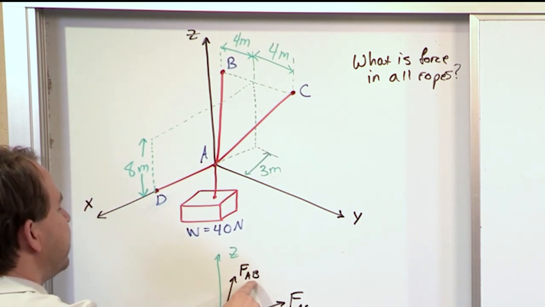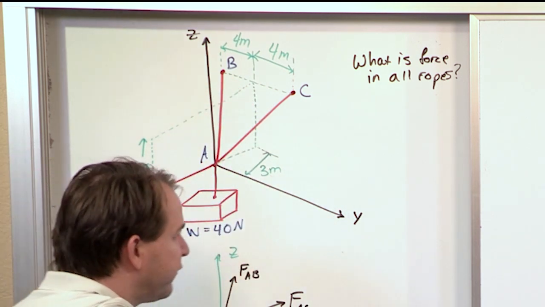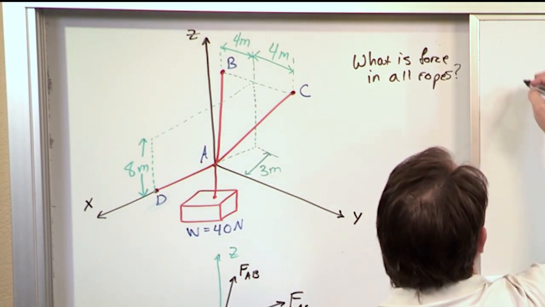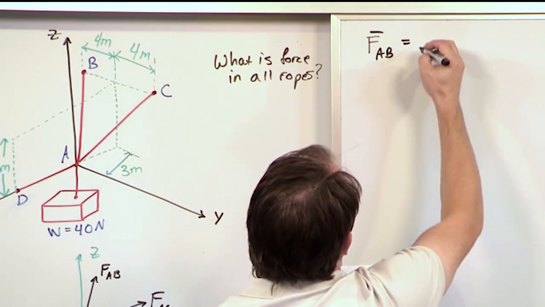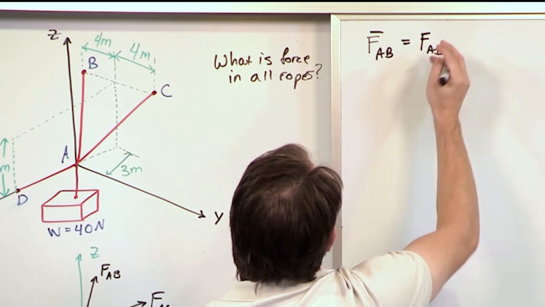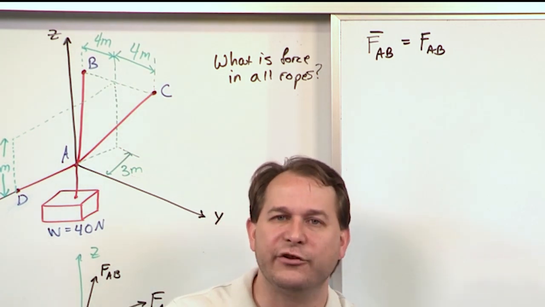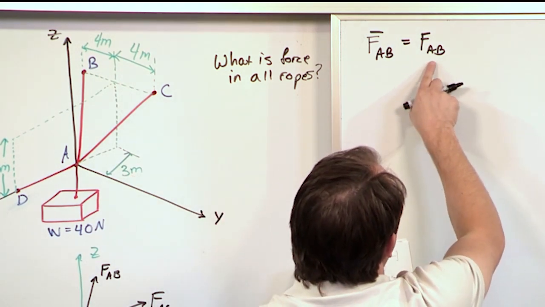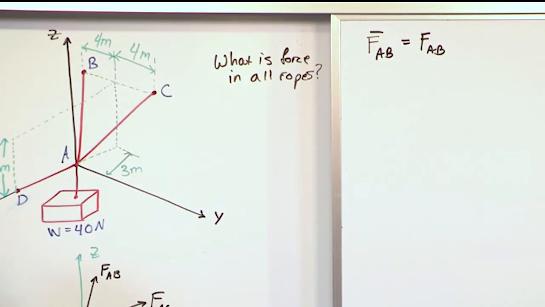So if we're going to start writing vectors, let's start with FAB. It starts at the origin and it ends up at point B. So let's write that vector down in terms of what it would actually look like. So the FAB vector is going to be equal to the magnitude of FAB, which I don't know. They're asking me what is the force in all of the ropes. That's the force AB, the tension in the rope. That's what I don't know, but I'm going to leave it like this. And the vector form of this is going to be the force in the rope times its unit vector in that direction.